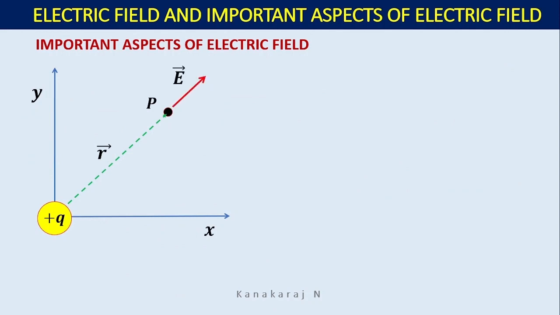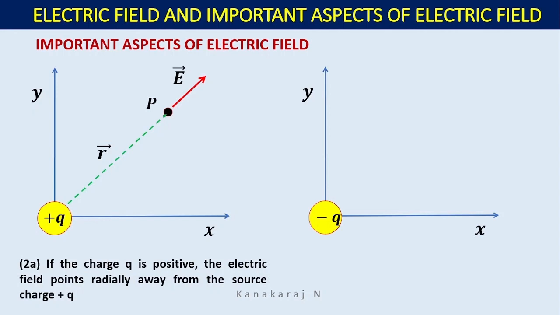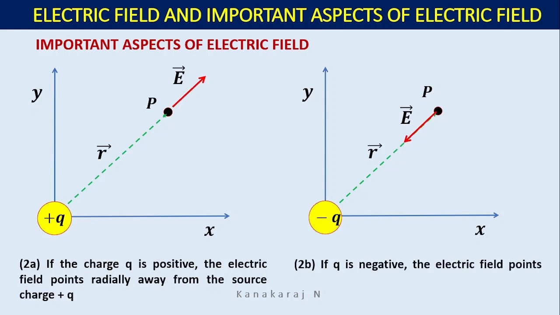Now, what is the direction of electric field at point P? If the source charge Q is positive, the electric field points radially away from the source charge plus Q. If the source charge is minus Q, then the electric field direction is towards minus Q, the negative charge. If Q is negative, the electric field points radially towards the source charge minus Q.